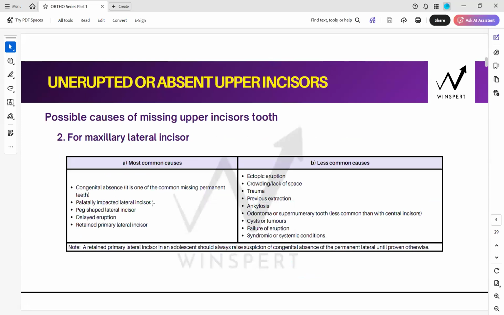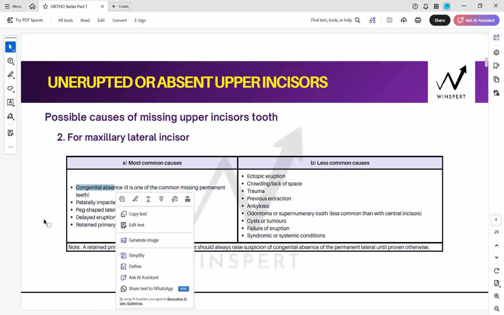So for the lateral, it's the developmental and syndrome-based defects: congenital absence, palatally impacted lateral incisor, peg-shaped incisors, delayed eruption, and retained primary lateral. But most important is the developmental congenital absence. Less common are ectopic eruption, crowding, trauma, previous extractions, ankylosis, other supernumerary teeth, cysts or tumors which are preventing eruption, or a syndrome. So number one in the exam, if they ask you the most common cause of a lateral going missing, the answer is congenital absence.